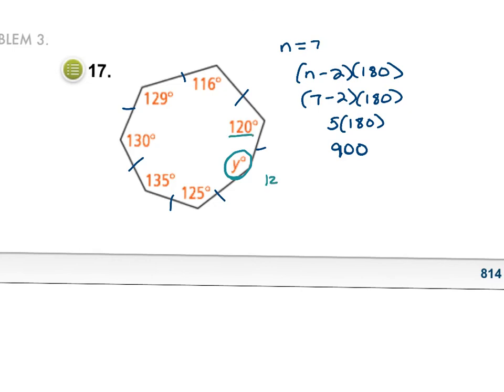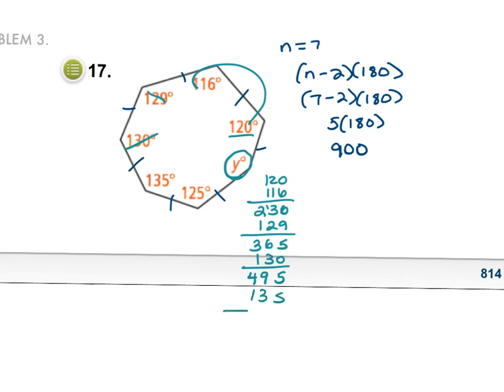So then if I know all of them except for this one, I have to take and add 120, 116. Let's do them piece by piece. Those are those two. Then add 129. That's that one. Then add 130. Then add 135. Then add 125. And then subtract that from 900.